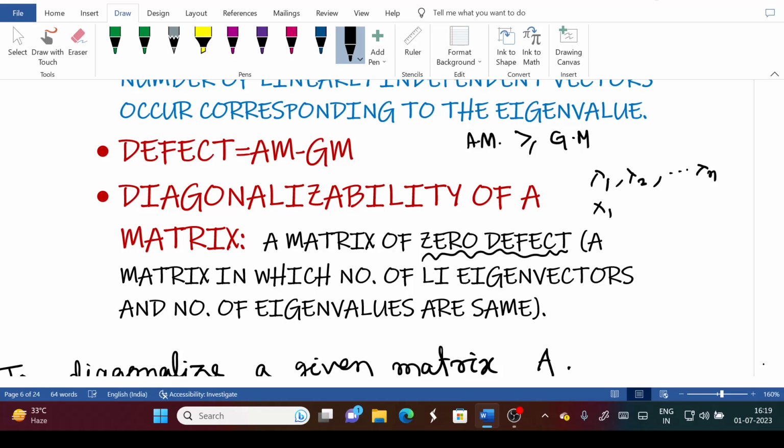Suppose there exists a situation where a matrix has eigenvalue λ = 2 repeated 3 times. But (A − λ1 I) x = 0 has only 2 linearly independent vectors, or 1 linearly independent vector. Then this matrix cannot be diagonalized. If the number of linearly independent eigenvectors and the total number of eigenvalues are the same, then the matrix can be diagonalized.